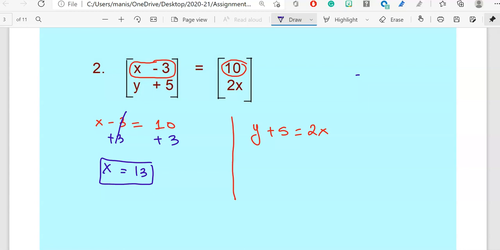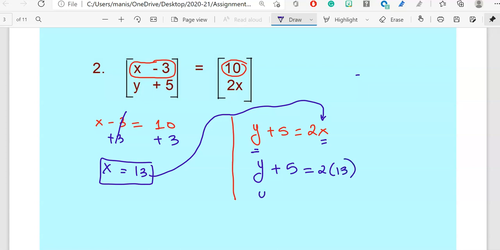Now what can I do? When I went to the right side, I have two unknown quantities, y and x. So I can take my value of x from here and substitute it over here. So it is y plus 5 is equal to 2 times 13. So y plus 5 is equal to 26. Now I will subtract 5 from both sides.